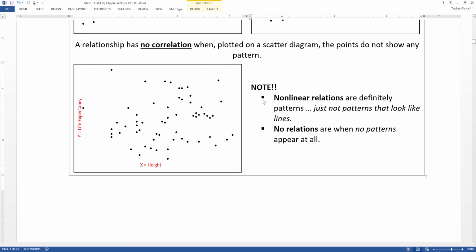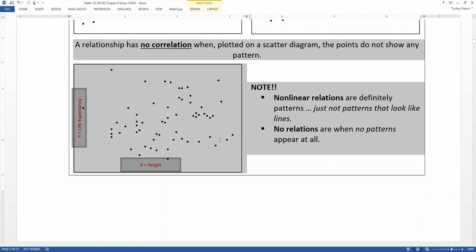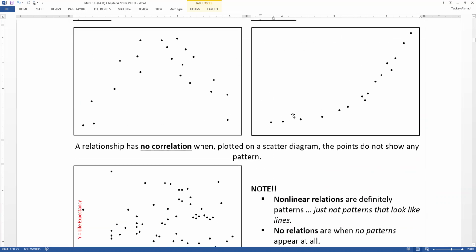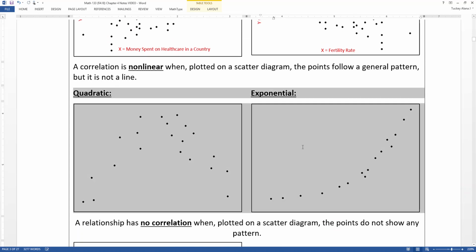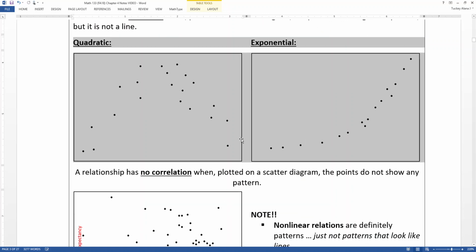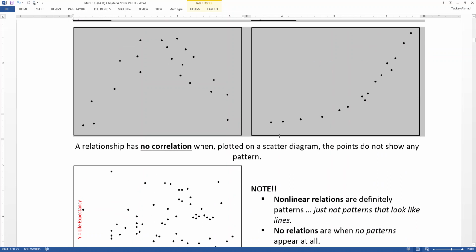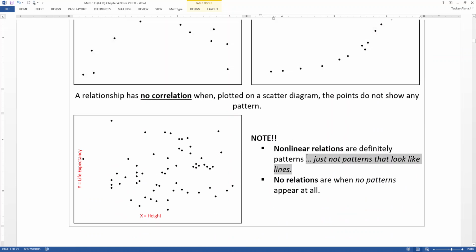Something to keep in mind is that this last graph has no relationship whatsoever. Nonlinear patterns, these ones in the middle, they have relationships. They're just not relationships we're going to study in a Statistics 1 course. So just kind of keep that in mind. They are studied, they are important, but they're not something we're going to look at. We're just going to look for lines in our class.